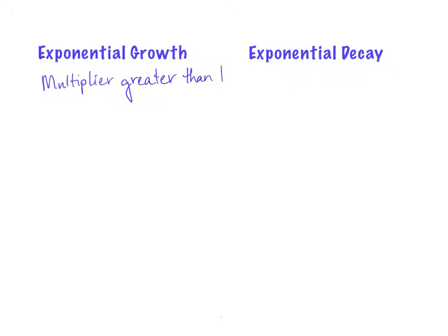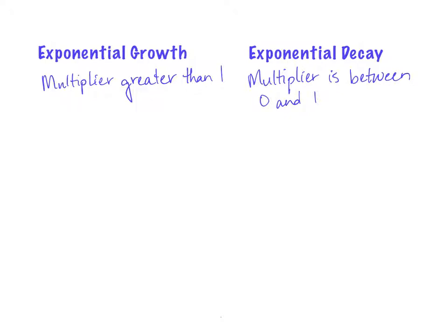In exponential decay, the multiplier is not going to be negative, so be careful about that. It is between 0 and 1. And again, not including 0 or 1 because there would be no growth or decay there. So we're generally looking at fractions or decimals. So there's a couple things to this.